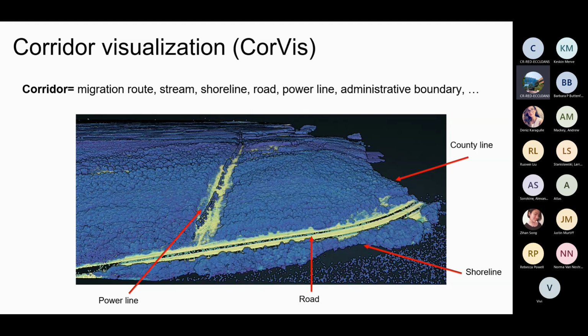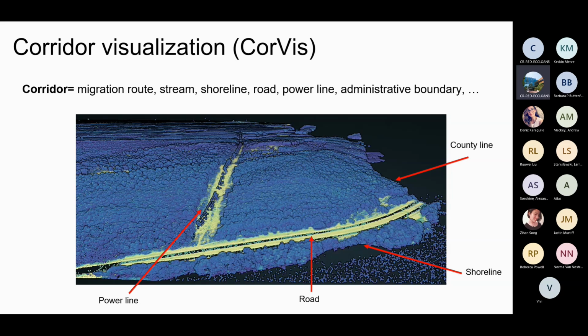And here, when we say corridor, it refers to regions of a LiDAR point cloud around linear features like shorelines, roads, and power lines. These corridors are regions of importance to all kinds of research and decision-making, be it ecology, geology, or urban planning.